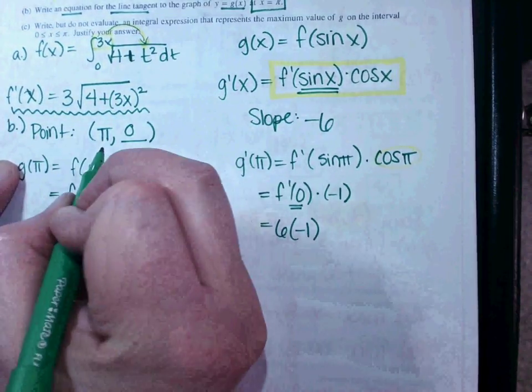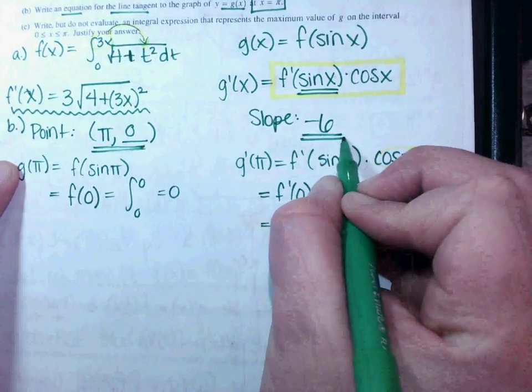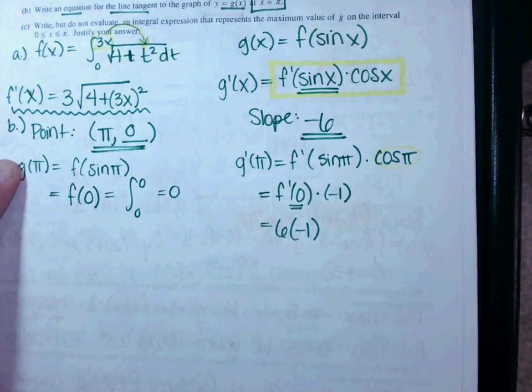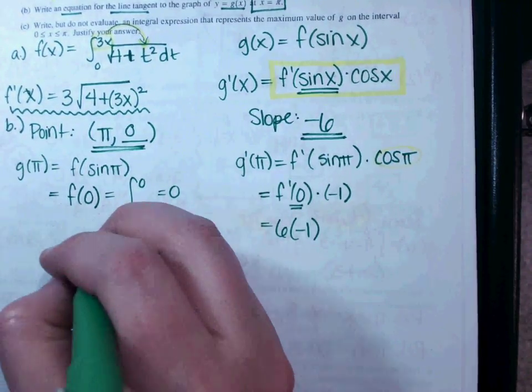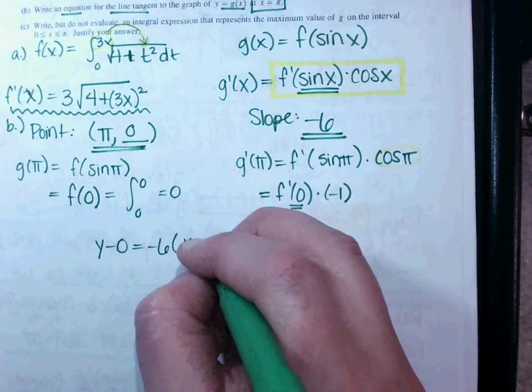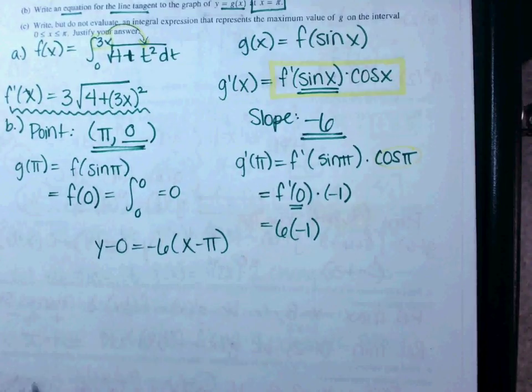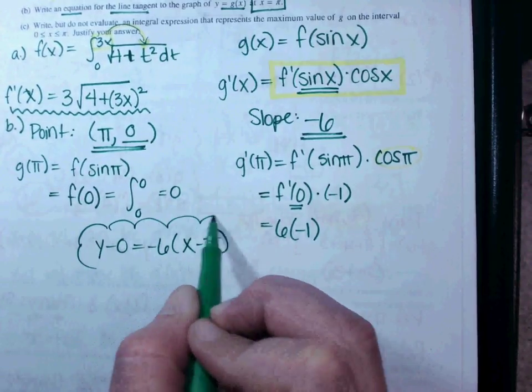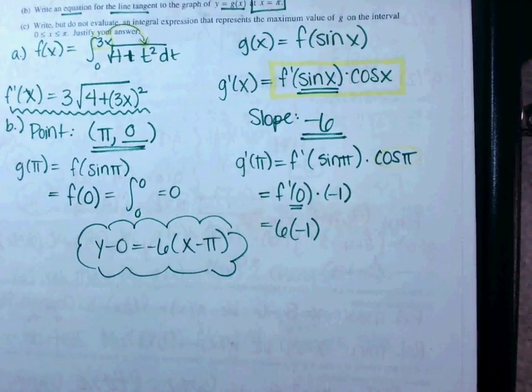So now I have my point, I have my slope, I can write the equation of my tangent line. So y minus 0 equals -6 times x minus pi. And that would be your answer for part B. Okay?